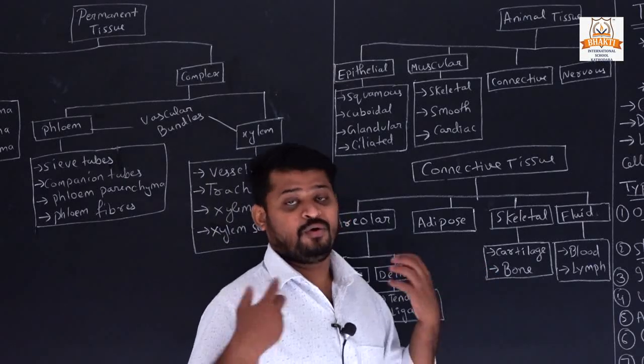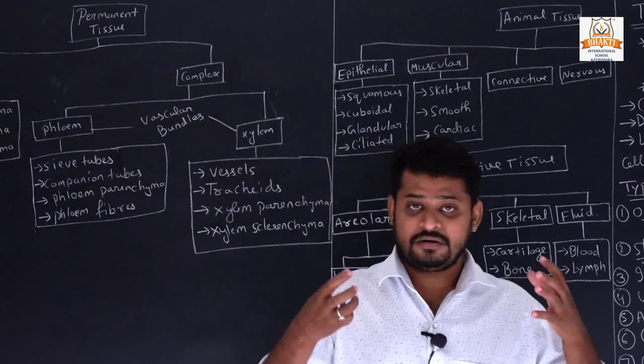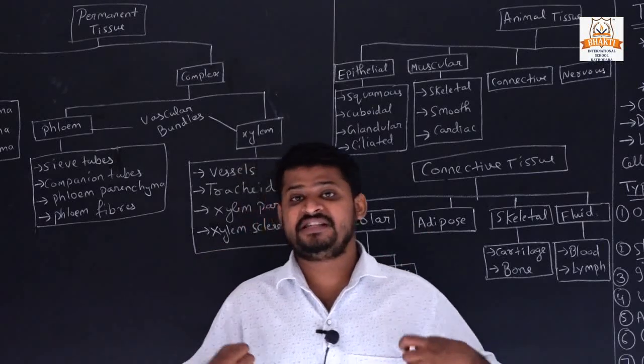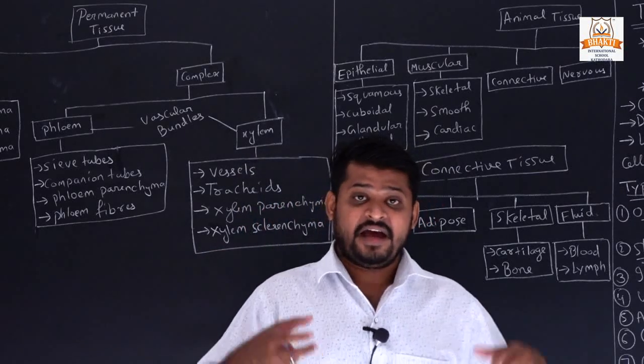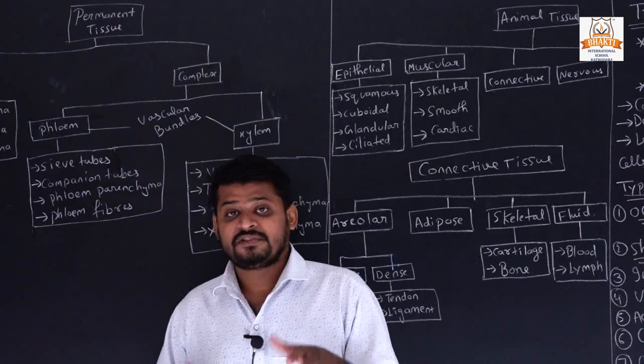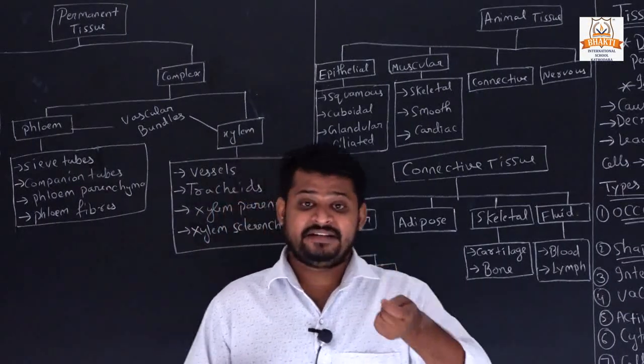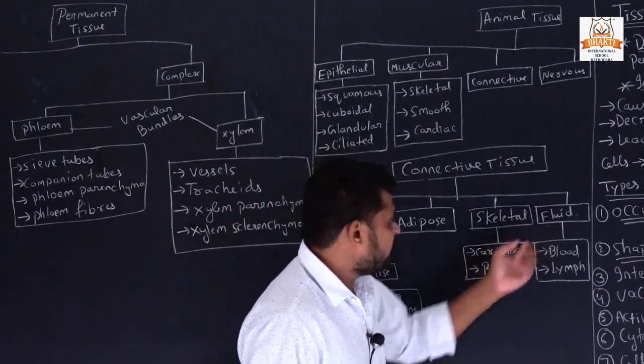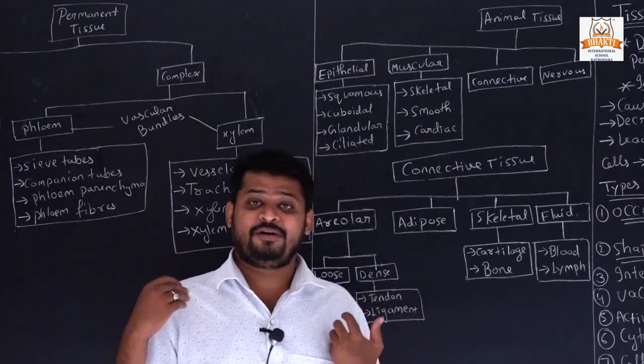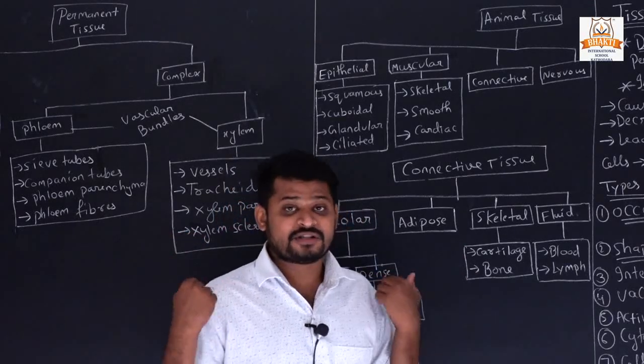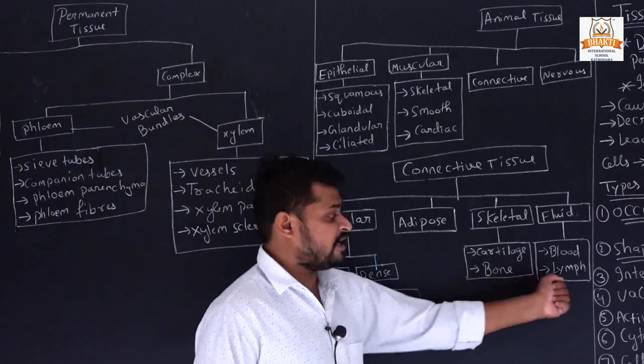We all know our whole body shape depends on the skeleton, right? And the skeleton is made up of what? Bones and cartilage. Okay. Then fluid. In our whole body fluids are running. Which fluids? Blood and lymph.